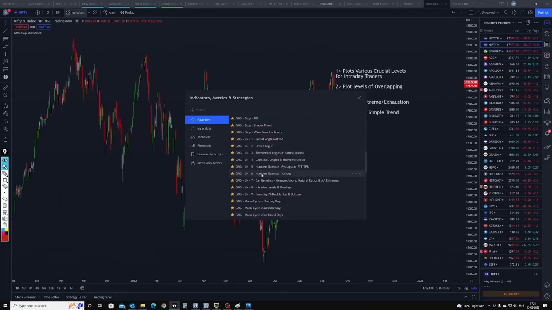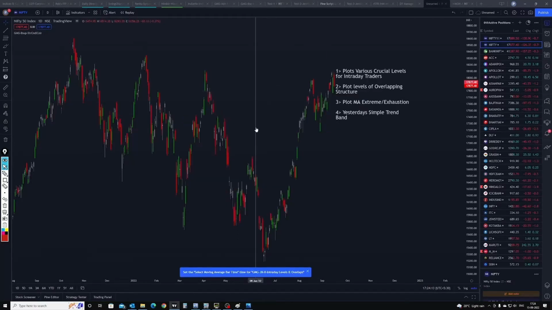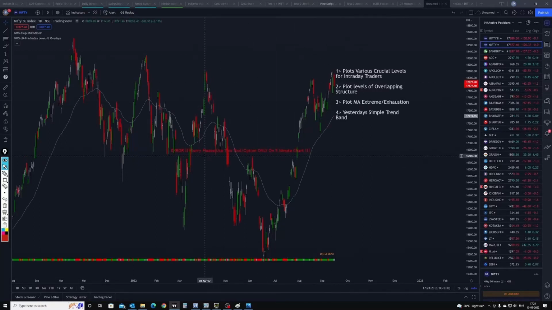Chain 8 is an intraday levels and overlap tool. So we'll apply this to the chart. Click on this, close this window, and it is now telling me to select the moving average bar time. So I'll select the current bar, whatever is the current bar. Now this is showing me an error which is saying, sorry, please use this tool option for 5-minute charts, whereas this is a daily chart.